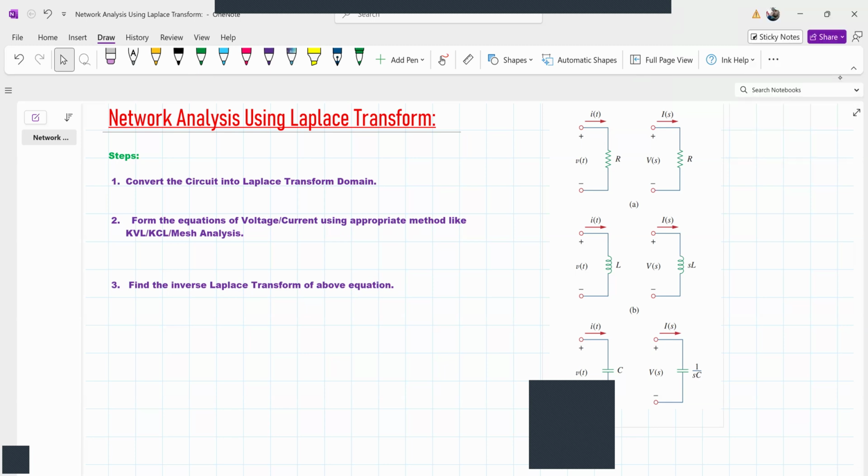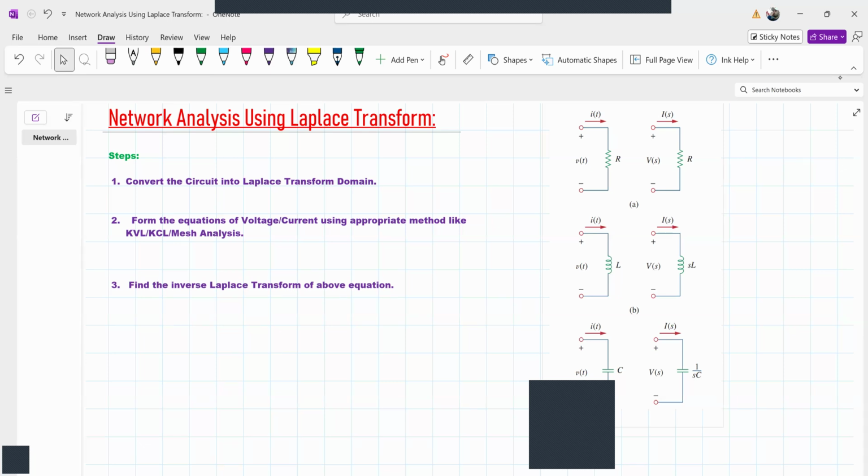So what are the steps involved in this technique? In order to use Laplace transform to solve these network analysis problems, there are three steps involved. The first step is we convert the circuit that is given to us into the Laplace transform domain. Now, how do we do that?